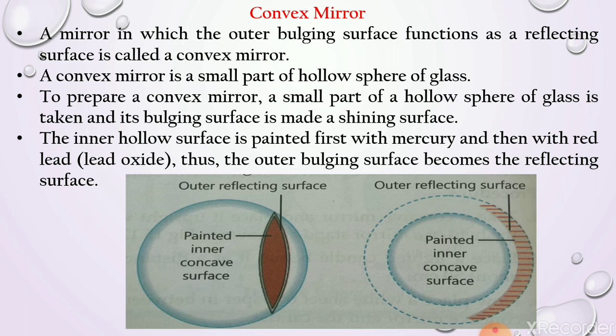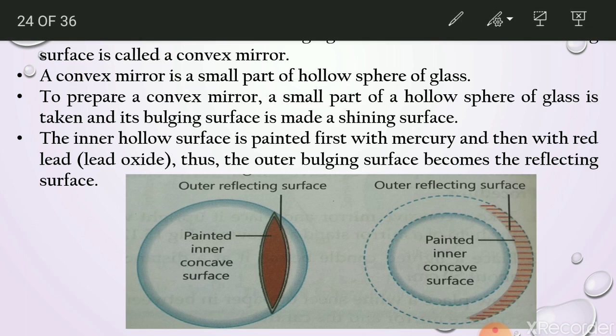Okay, and a convex mirror is a small part of a hollow sphere of glass. It is also prepared from a small part of a hollow sphere of glass. And what we have done in the concave mirror, we have painted the outer surface. Means in the concave mirror, the outer surface was polished and the inner surface was the reflecting surface. So here, in this type of mirror, you can see this is the inner surface and this one is the outer surface.